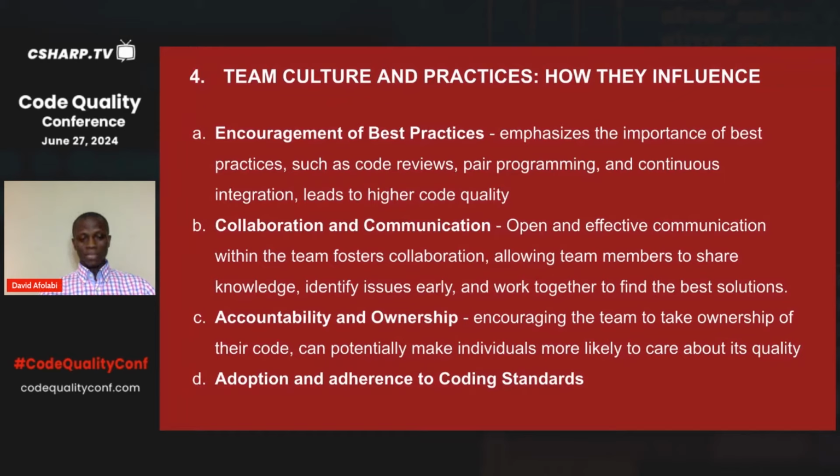The third item here is accountability and ownership, basically encouraging the team to take ownership of their code. And this in itself can potentially make individuals more likely to care about its quality right from the get-go. And the fourth item here is adoption, which is somewhat similar to the first item, but basically emphasizing that there is a need for adherence to coding standards. So whatever standards are adopted within a team, which form part of the best practices for the team, it's imperative to ensure that there is monitoring and adherence to that coding.